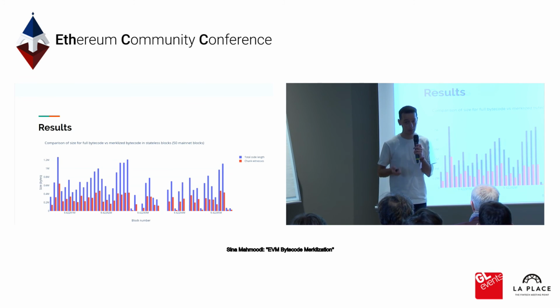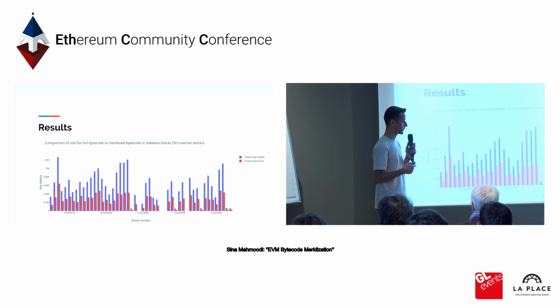Compilers could maybe optimize for this. If they knew the chunking scheme, they could localize the parts of the code that are executed together. They could put them close to one another so that in the Merkle tree, those chunks would be close and would share a lot of the proof. This is some optimization that compilers could do.